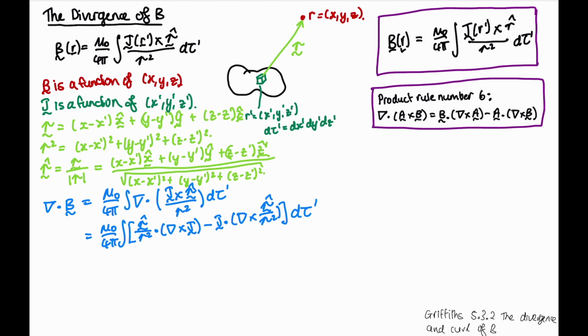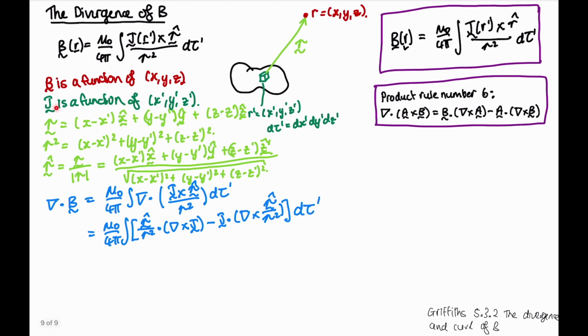Okay, now what we can do is consider these two parts separately. First of all, let's consider the curl of J. Now, remember when we were taking the divergence, this was with respect to x, y, and z, the position where we were measuring the magnetic field. So that means that this curl is with respect to x, y, and z.